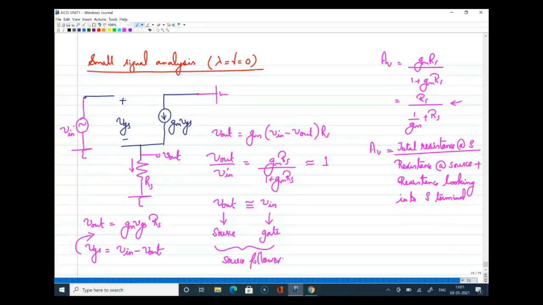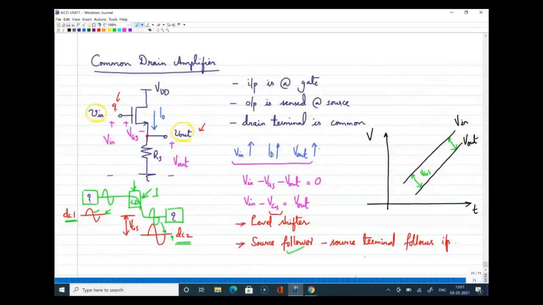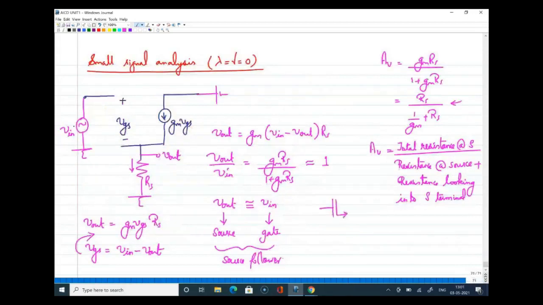So if you look at this, let me redraw that here. If this is the case, this is V out, this is V in. So as per this observation, the total resistance is RS. Now again, in the denominator, you have to put the same RS plus the resistance looking into the source, which is equal to 1 by GM, right? Now this is a shortcut way to write the gain expression for a CD amplifier, right? But this is familiar to you.